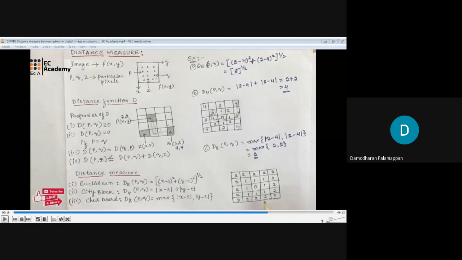Okay, in the previous lecture, we discussed how to measure the distance between two pixels. That was the main concept, the topic we covered in yesterday's lecture. By default, the distance between adjacent pixels is always one.